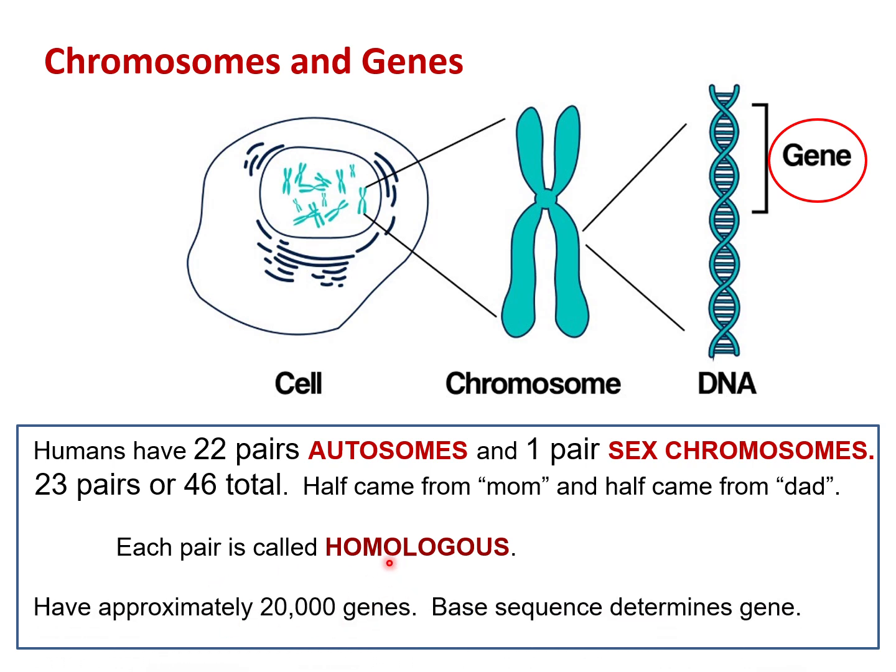We have, and this number bounces up and down depending on how we look at it, it used to be higher, it used to be north of 30,000, but now we're finding out that a gene can encode more than one kind of protein, so that number has actually dropped a little bit. And the sequence of the DNA, there are 4 nucleotides, gives rise to the information that gives rise to a 3-dimensional protein.